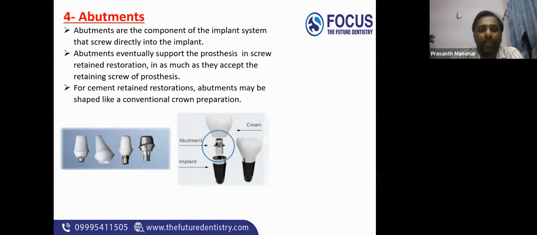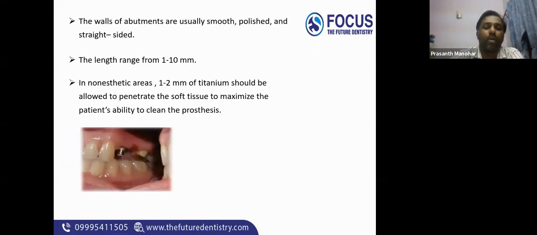So the abutment can carry a screw retained prosthesis or a cement retained prosthesis. The walls of the abutment are usually polished. Length ranges from 1 mm to 10 mm. In a non-aesthetic region, this should penetrate into the gingiva at least 1 to 2 mm, so that the prosthesis covers the abutment and it is in a non-noticeable position, so that the patient's soft tissue will mask the abutment. Understood?